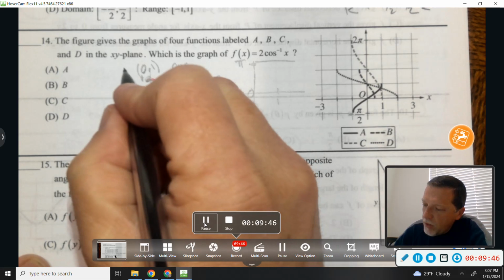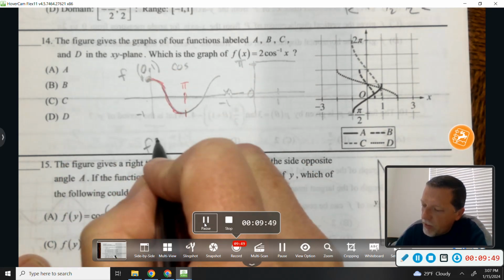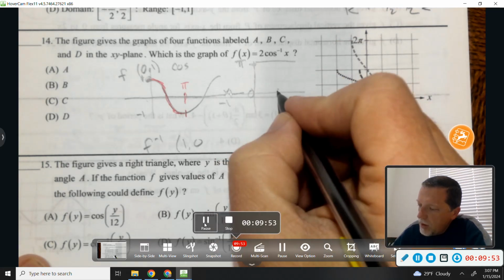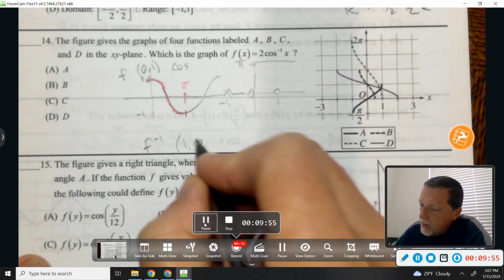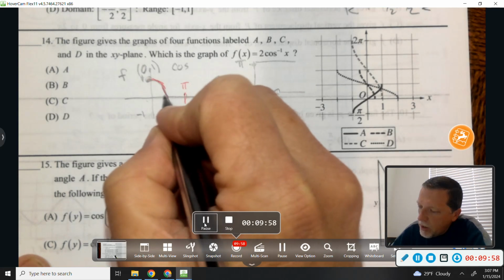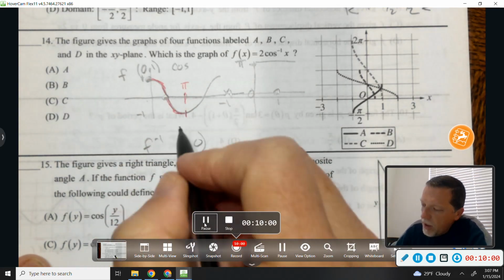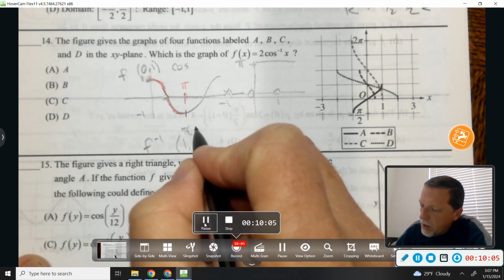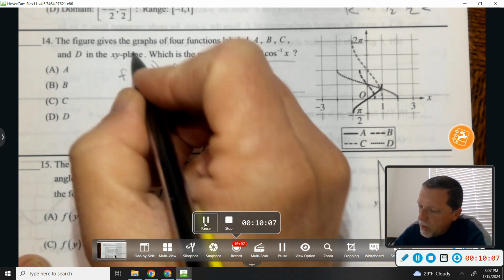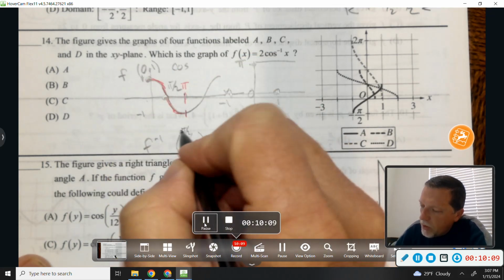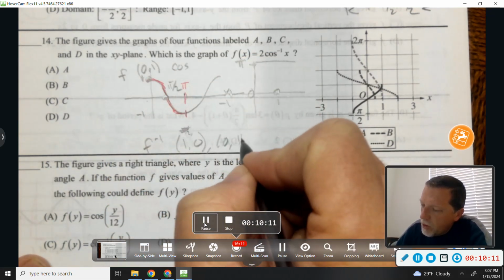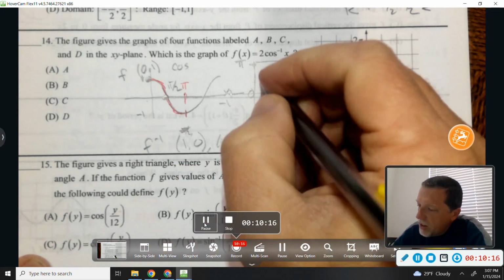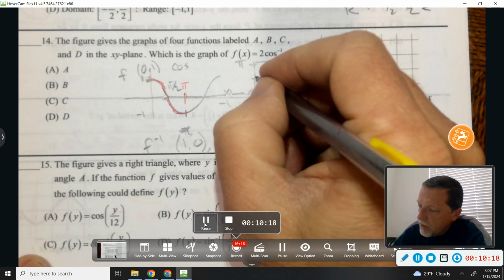So if that's on the graph of f, then on the graph of the inverse it would be 1, 0. And here's another key point. That would be at pi over 2, comma 0. So on the inverse would be 0, comma pi over 2. You keep your x's and y's straight here. So 0, comma pi over 2.